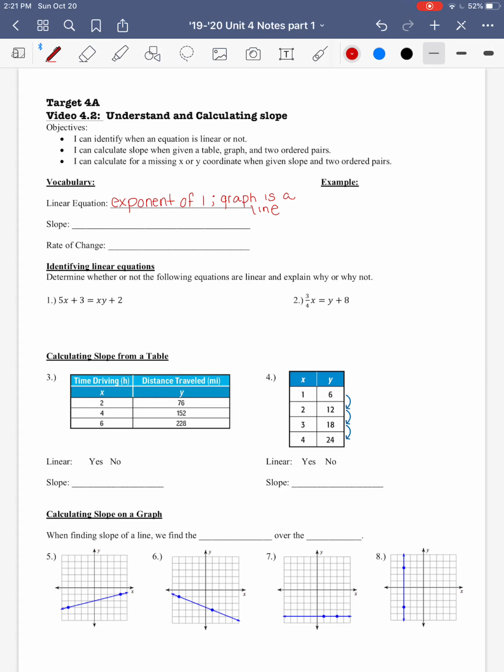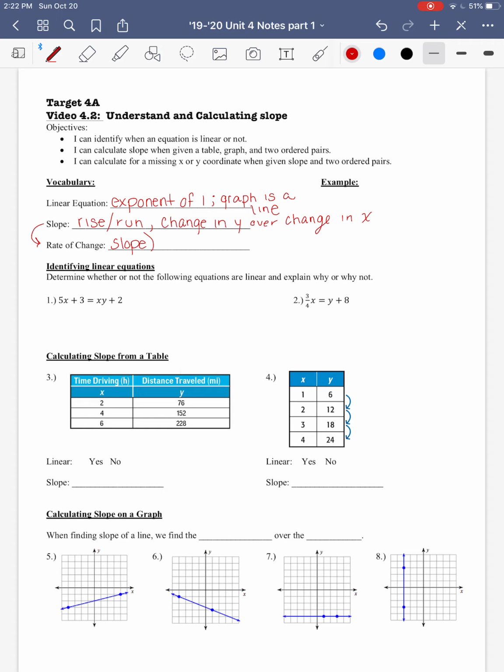Now slope, we know it's kind of like a multitude of things. It could be rise over run. It could be looked at as your change in y over change in x. Or it could be the change in your dependent over your change in independent. And that's kind of where rate of change comes into play, okay? So your rate of change is still slope.